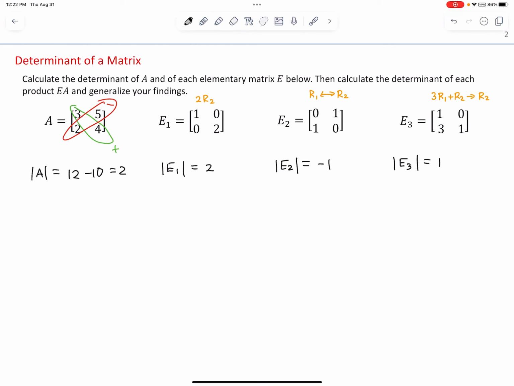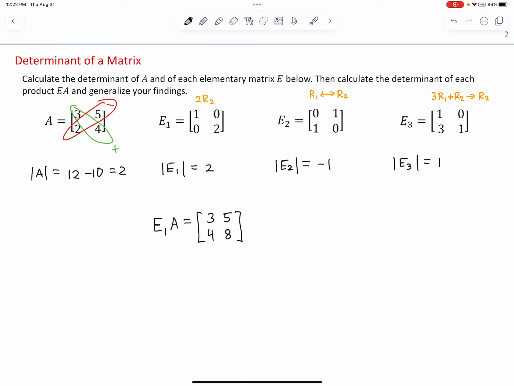Okay, now let's go ahead and calculate EA for each of these matrices, and then find the determinant of the result. And we're going to notice something. So let's calculate E1 times A. We created E1 by doubling row 2 of the identity matrix, so it's associated with that row operation. So E1 times A should just be the same effect as doing the same row operation, but on A instead. Or you can actually multiply these two matrices in this order and confirm this. But we should get 3, 5. First row doesn't change, but the second row gets doubled, and you should have 4, 8.